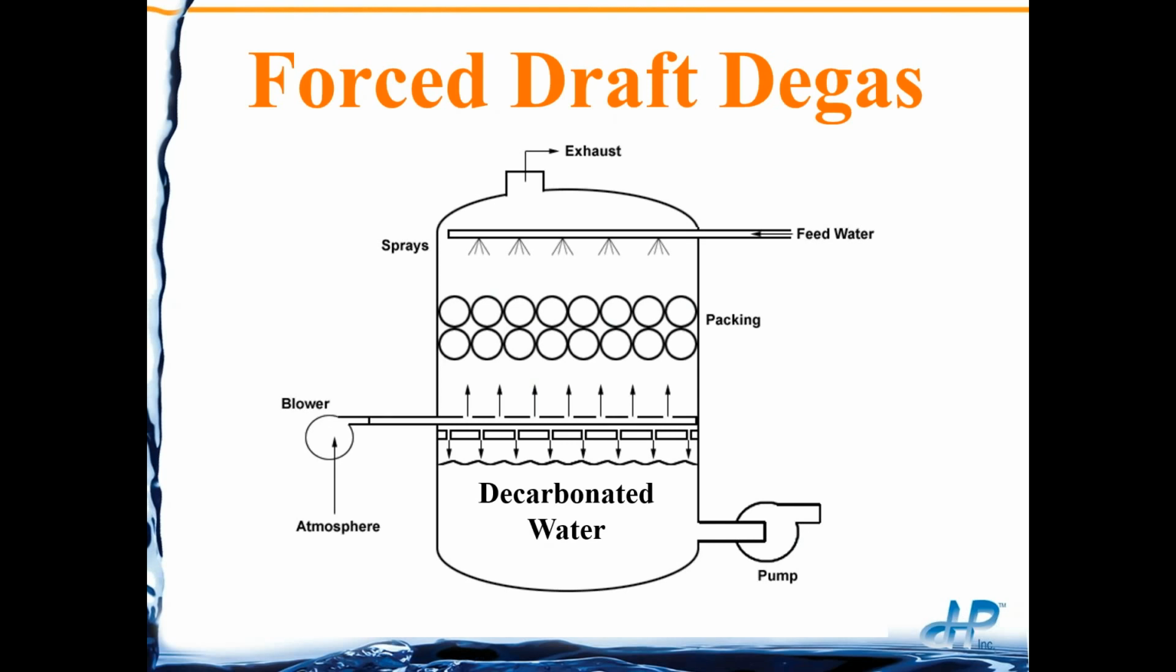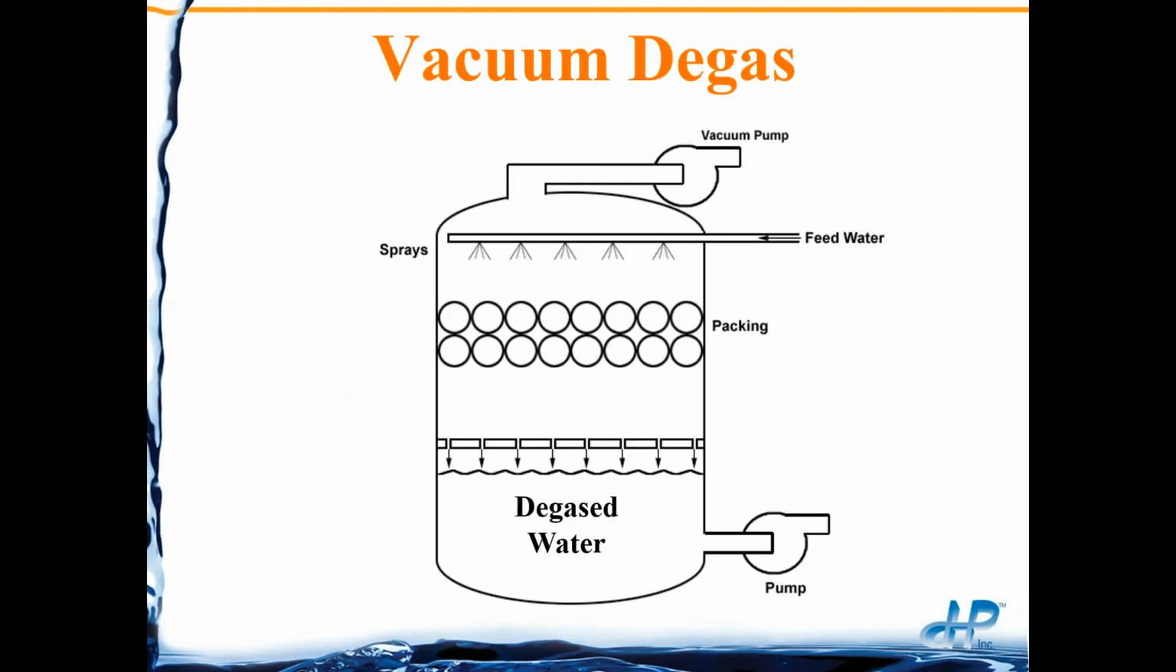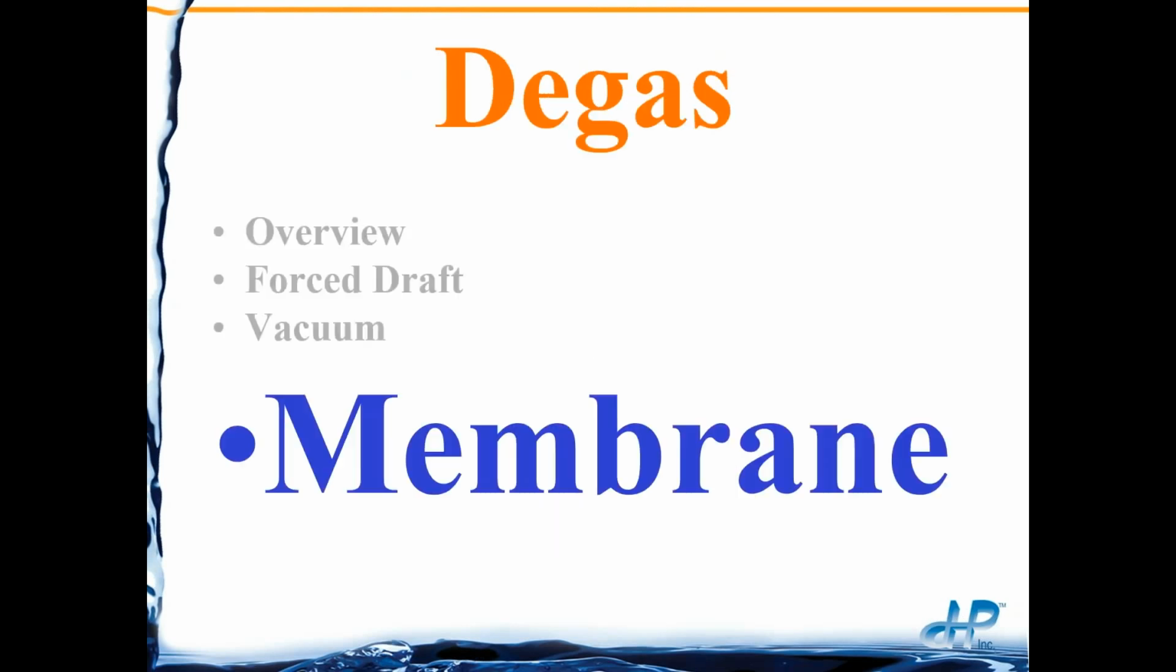So a forced draft degasifier typically has the spray system and the packing material, and then an air blower that blows air up, and that allows the atmosphere to come in contact with the liquid and the dissolved gases to escape. Vacuum degasification is kind of the same thing, only we're pulling the atmosphere away. So you can still have the spray system and the packing, but now you can get to low levels of all gases, including oxygen and nitrogen.